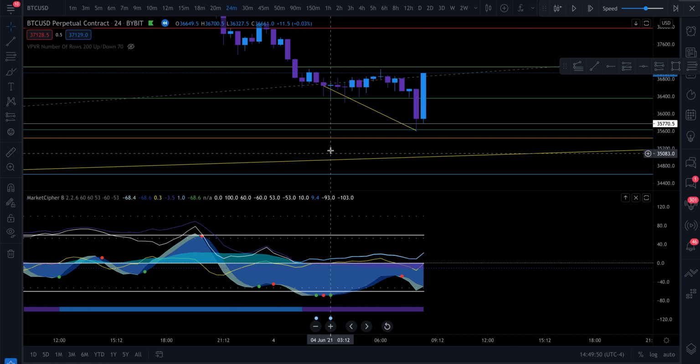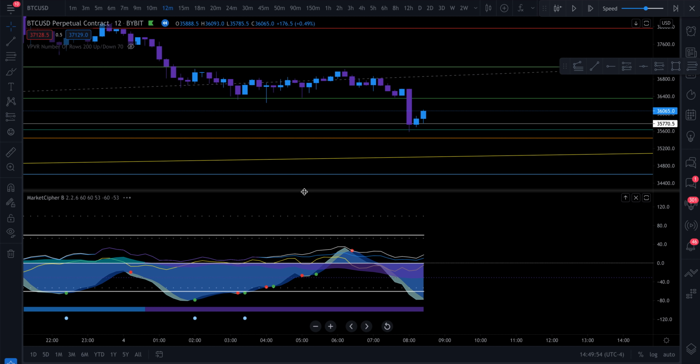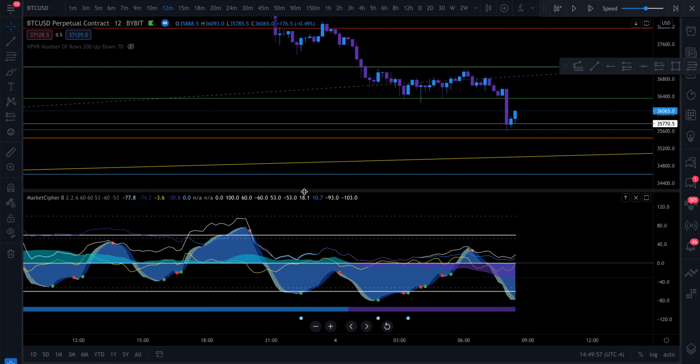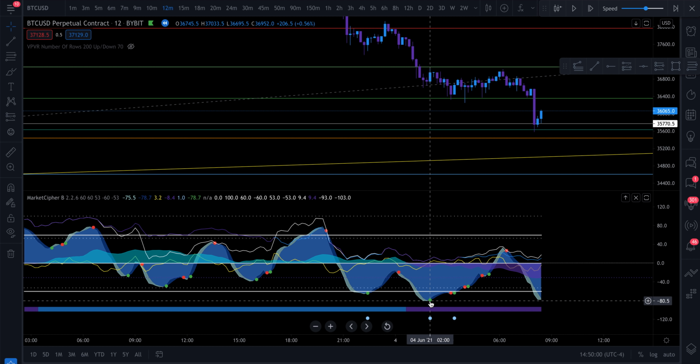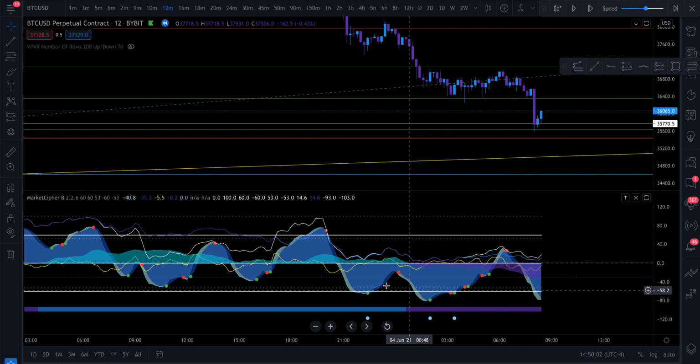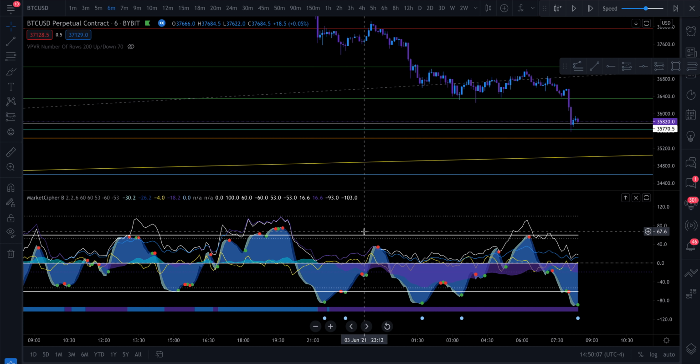So now let's go down to a lower time frame. Maybe let's now go down to the 12-minute time frame and see what we can see. Well, honestly, on the 12-minute time frame, I see the same exact thing. I see momentum coming up while price is coming down. Let's go to the 6 minute. What do we see on the 6 minute?